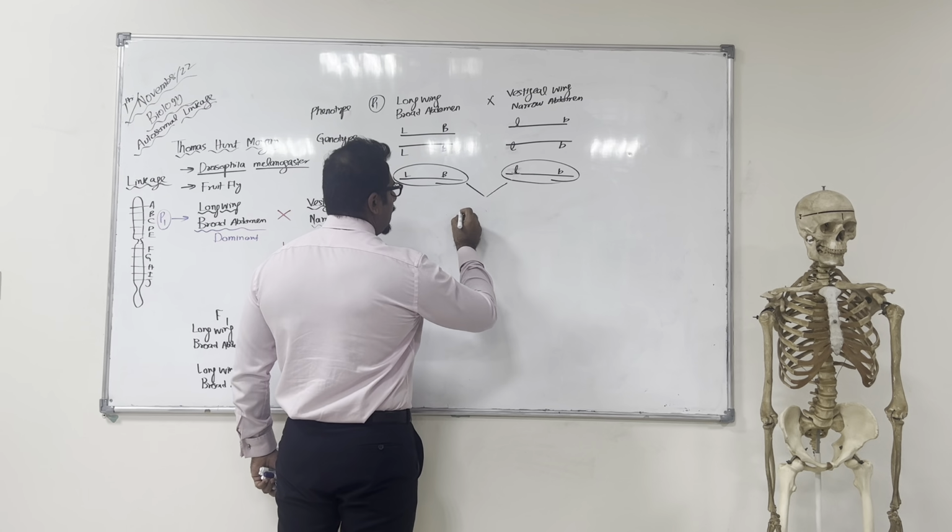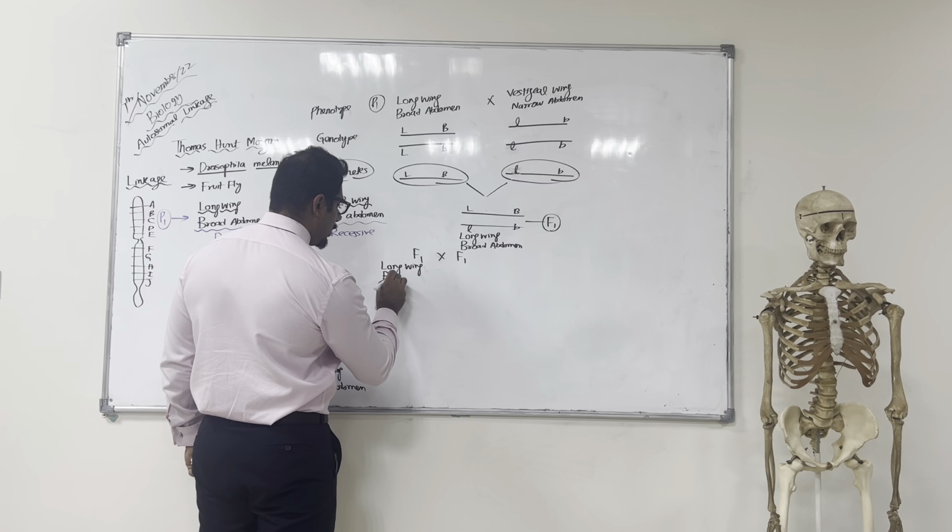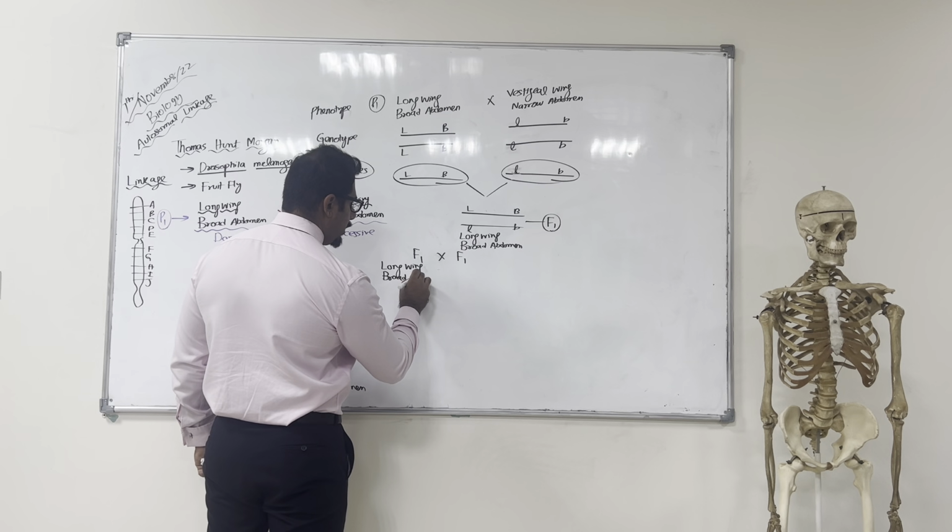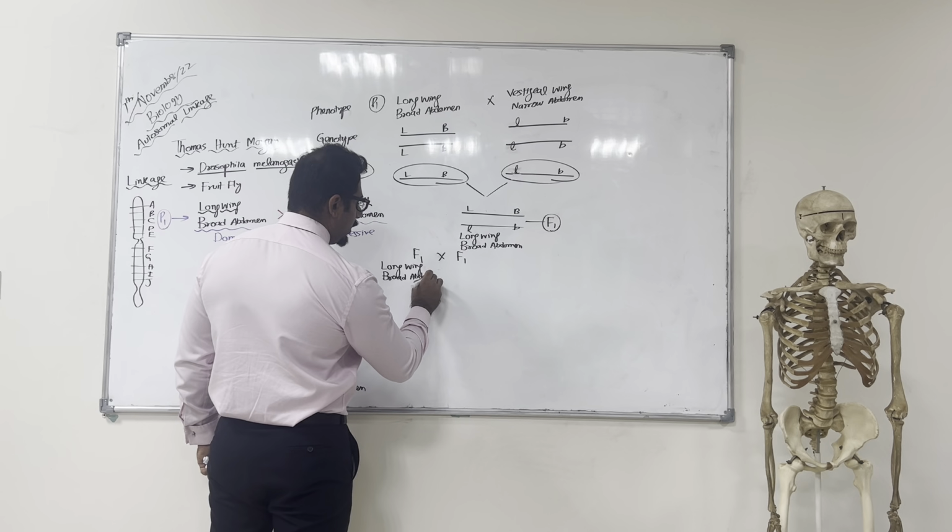Right? Now, again, what do we have? Long wing and broad abdomen. Long wing and broad abdomen. And again, this is what? This is the phenotype.